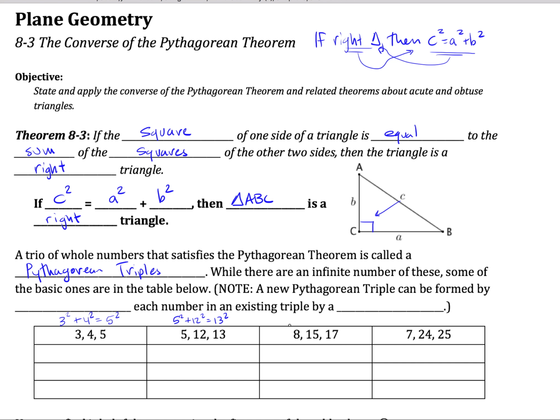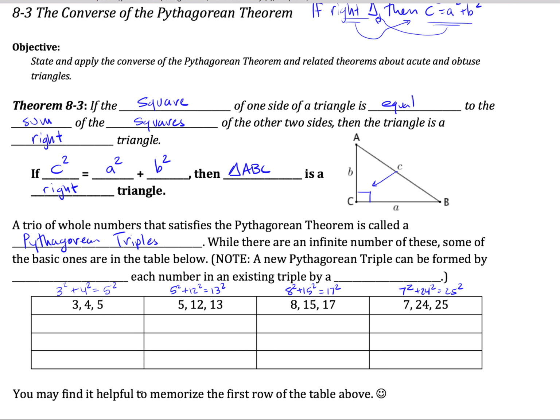8, 15, and 17 work because 8 squared plus 15 squared equals 17 squared. And 7, 24, and 25 is a Pythagorean triple because, and you can check it on a calculator if you want, 7 squared plus 24 squared equals 25 squared. And like I said, there are an infinite number of other Pythagorean triples, but these are the ones that use the smallest numbers. It might be helpful for you to memorize this first row right here.